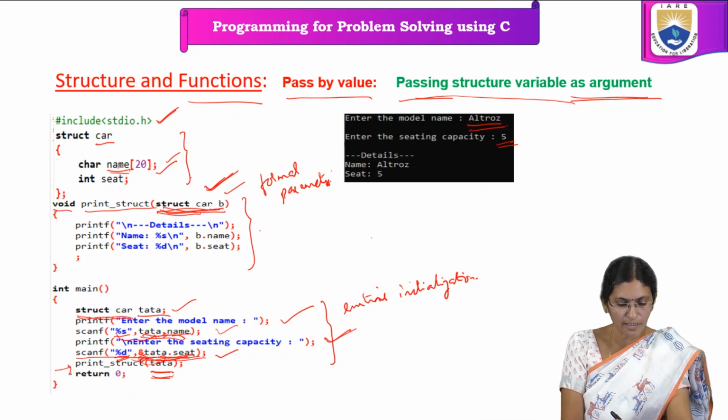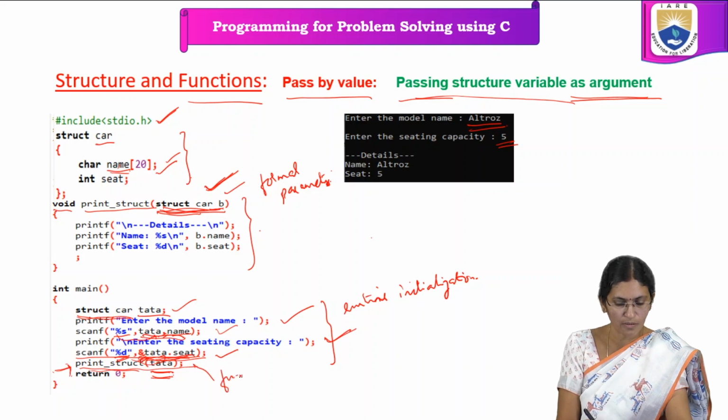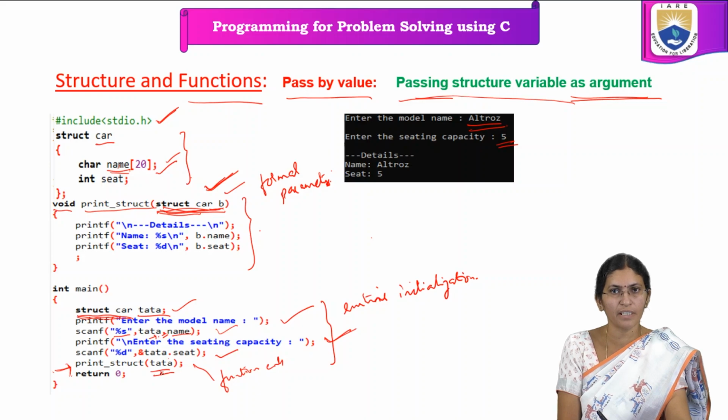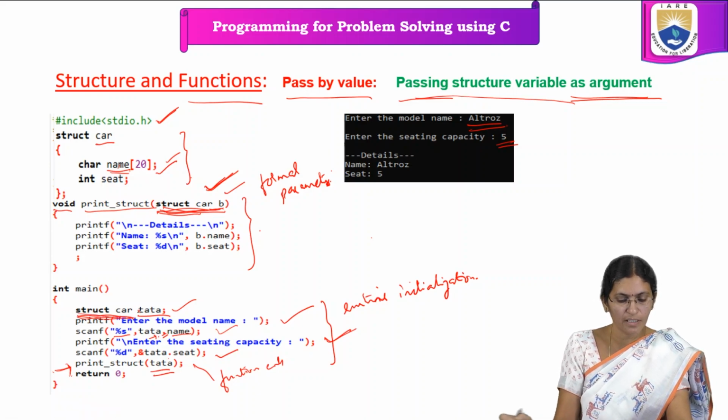Now in the next line, we have this function call. Here we are calling the function print struct, the name of the function. In the function call, we need to specify the name of the function, and then inside it the variable. Here the name of the variable is data. The type of this variable is struct car, so it belongs to a user defined data type.